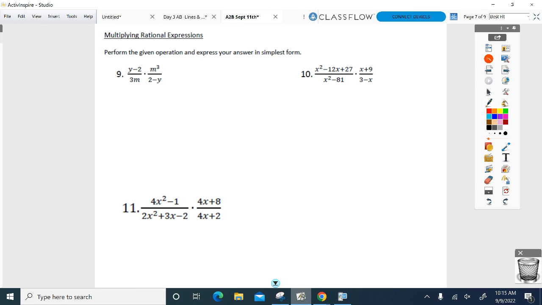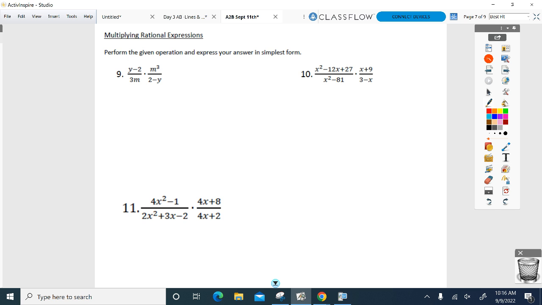Okay, so let's multiply. First thing to look for: can I factor anything? You look at all the numerators and denominators and see if you can factor anything. In this case, can I factor any numerator or denominator? Does it look like I can take GCFs out or anything? No, I can't. Most likely not, but I at least wanted to show you one where you can't.